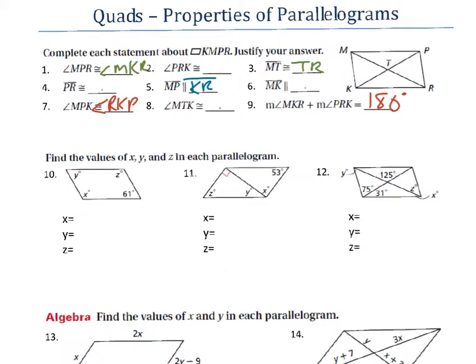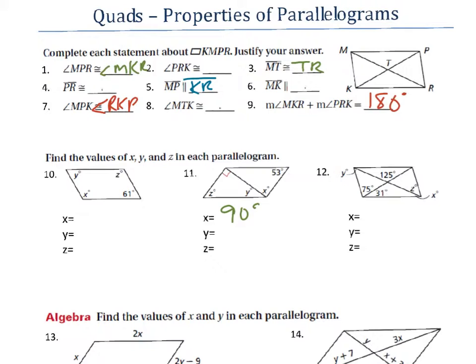Okay, number 11. Find the values of X, Y, and Z in each parallelogram. Well, first thing that I noticed was right here. That's a right angle. And since it's a parallelogram, I know that those lines are parallel, and these lines are parallel. That makes a Z shape with X. So that makes X 90 degrees.